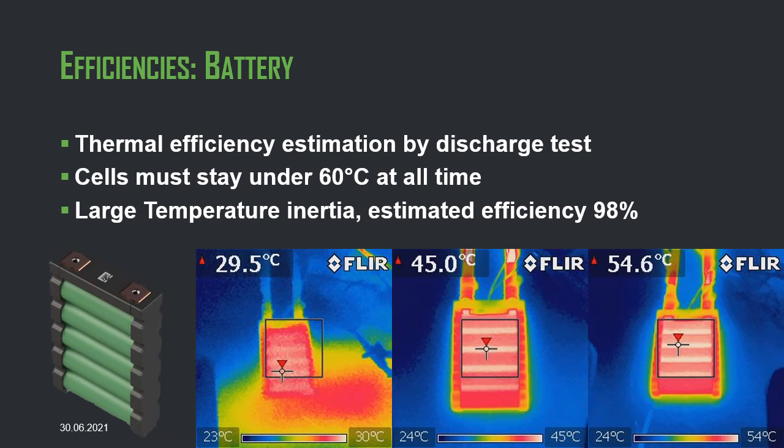With an estimation of the specific thermal capacity of the cells, we can calculate the inefficiency, or the efficiency, of the batteries. Adding to that, the battery itself has a large temperature inertia, since it is also very heavy, but we are able to estimate the efficiency to 98%.